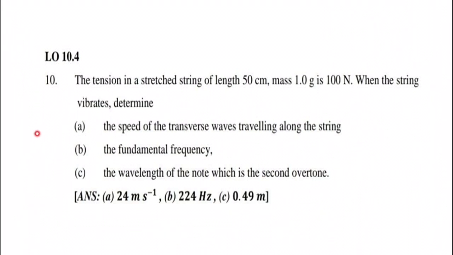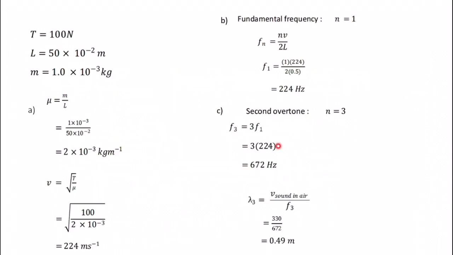So for question 10, the tension in a stretched string of length 50 cm, mass 1 gram is 100 newton. When the string vibrates, determine A, the speed of the transverse wave traveling along the string. So from the question given, we know that T is 100 newton, length 50 cm but convert into the SI unit, meter, mass 1 gram convert into kg.